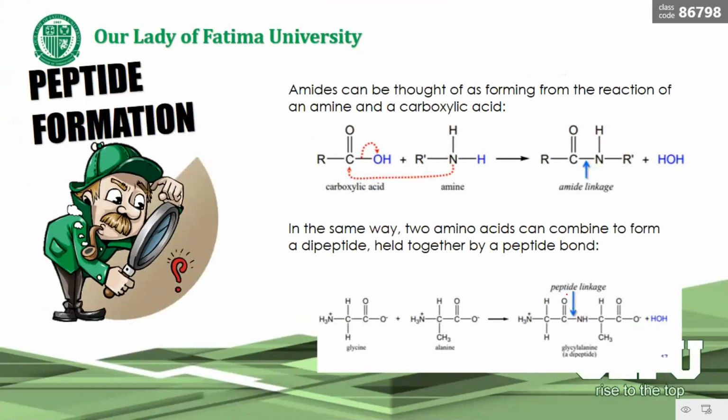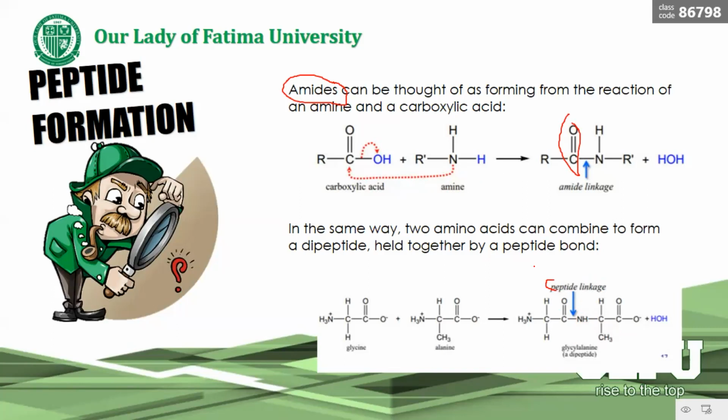Another is the peptide formation. Actually, peptide formation is a chemical reaction of amino acid. So to create a peptide, you need to create an amide. Okay, amide. When we say amide, there is a linkage between nitrogen and a carbonyl group. In the same way, the amino acids, when they combine together, form a peptide linkage. Kaya peptide yung tawag kasi actually that is a peptide bond. Ito yung peptide bond or peptide linkage. This is actually an amide linkage. Pero particular tayo sa amino acid, we call this peptide linkage.